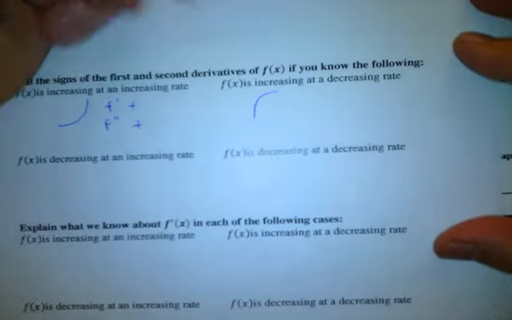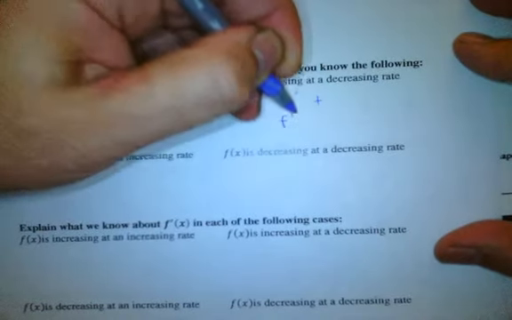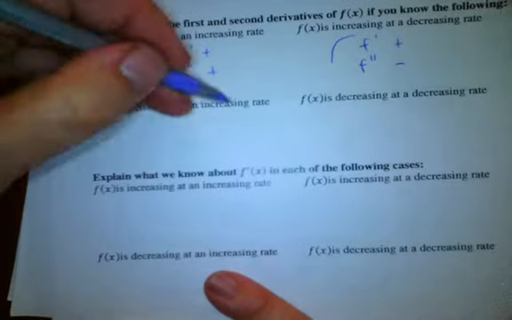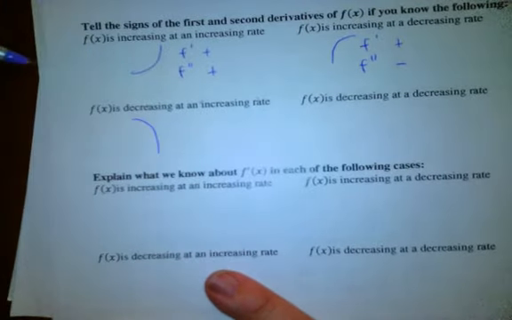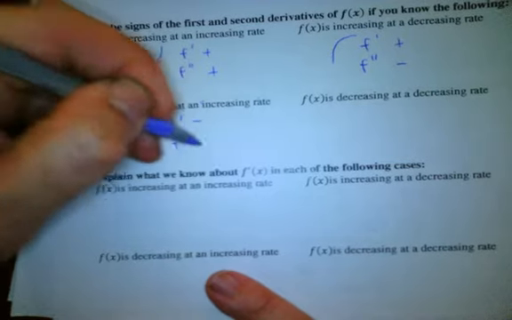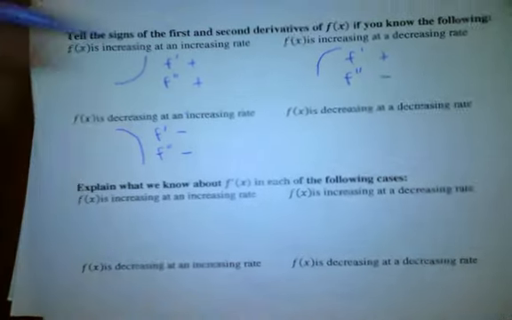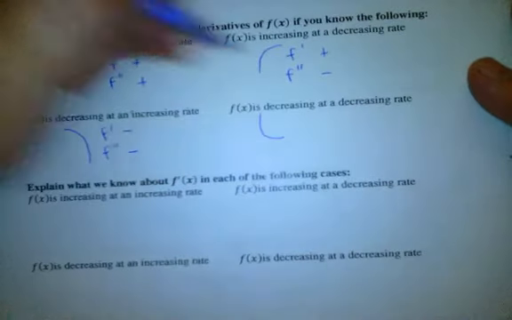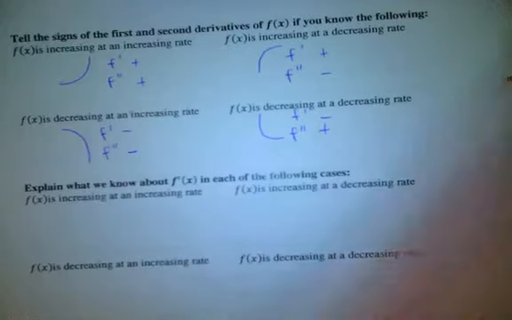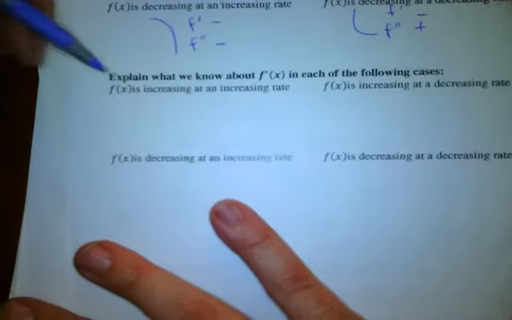Okay, let's see where we are now. Tell the signs of the first and second derivative if you know the following. f is increasing at an increasing rate. That looks like this. So I know f prime is positive and f double prime is positive. f is increasing at a decreasing rate. That's this situation. So I know f prime is positive and f double prime is negative.